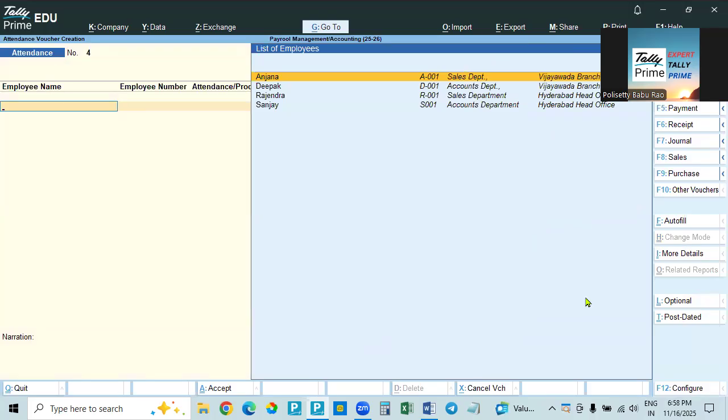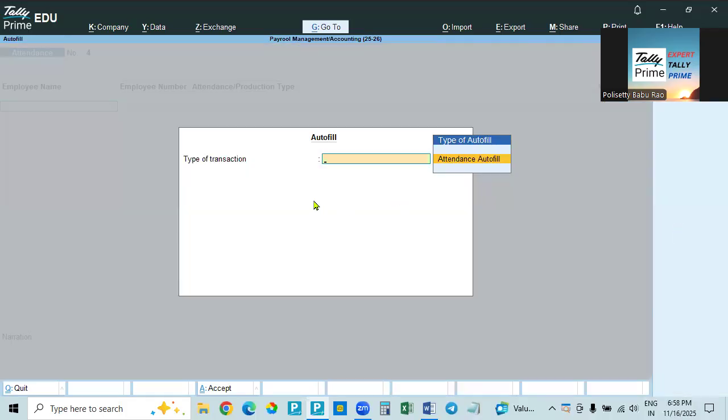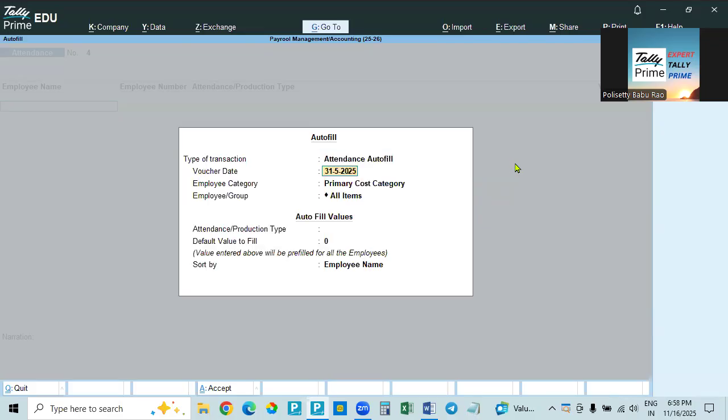In the attendance, we can take it for each one separately. If you press Control F, autofill, if autofill is enabled, we have to make the entries automatically. If autofill is disabled, we have to make them manually. I told you already in the TDS. So click autofill. See, autofill for what? Attendance autofill.